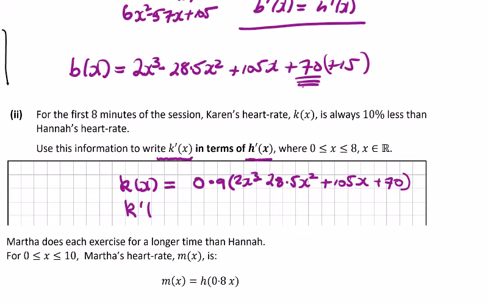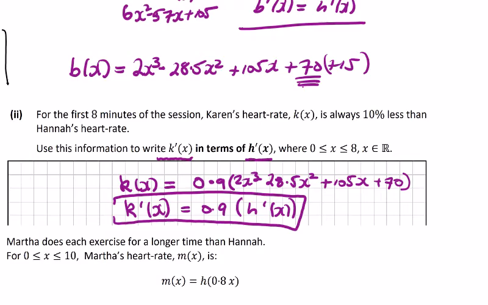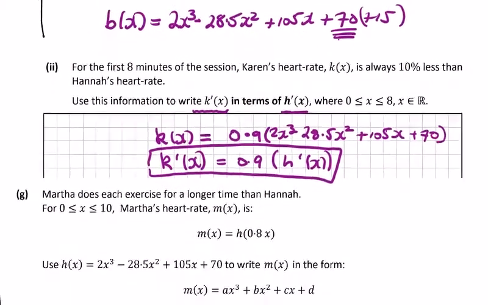So for k prime x, the constant 0.9 can stay there, and if we differentiate this, it's just going to be h prime x as well. It's doing the same again. So k prime x is equal to 90% of h prime x. That's what they're looking for here.